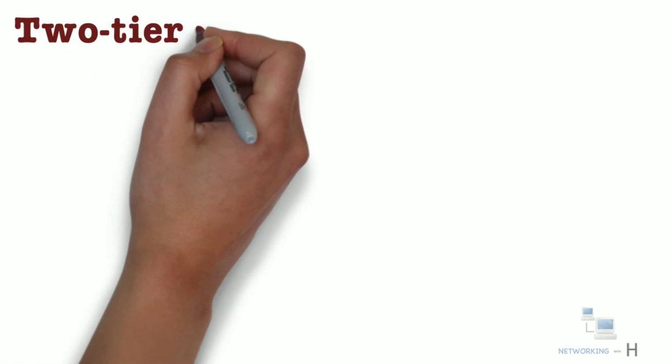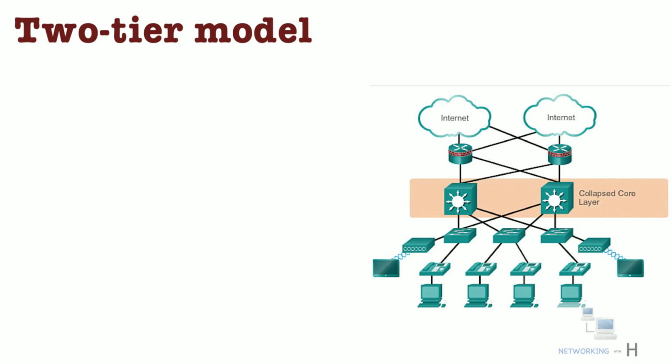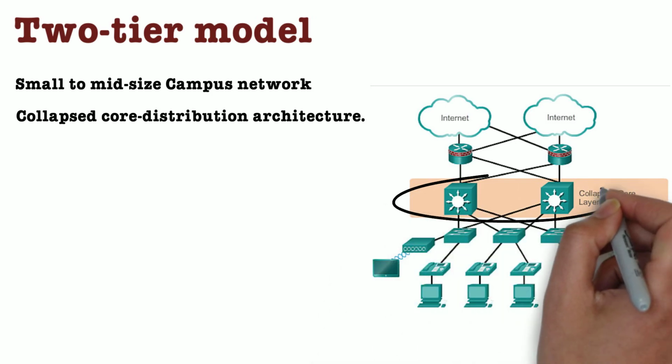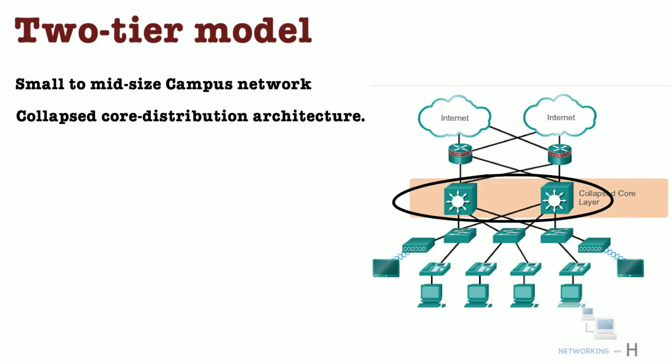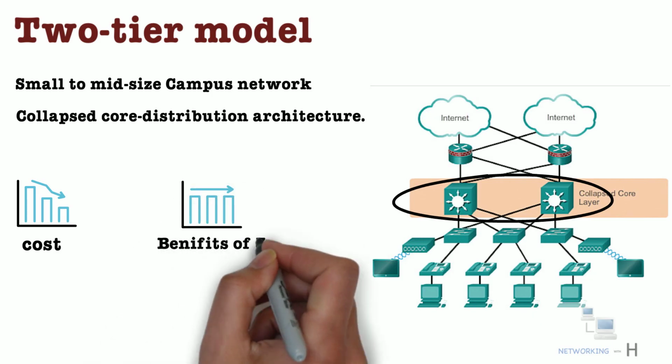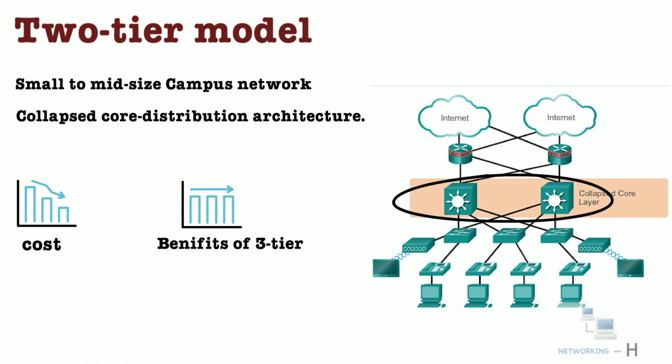Next, we discuss the two-tier model. This design model is more suitable for small to medium-sized campus networks. Many small enterprise networks do not grow significantly larger over time as large organizations do. In such a network, the core and the distribution functions can be combined into one layer called the collapsed core, also known as the collapsed core distribution architecture. A collapsed core is when the distribution and the core layer functions are implemented by a single device. The primary motivation for the collapsed core design is reducing network cost while maintaining most of the benefits of the three-tier hierarchical model. That's it about the two-tier and the three-tier model.